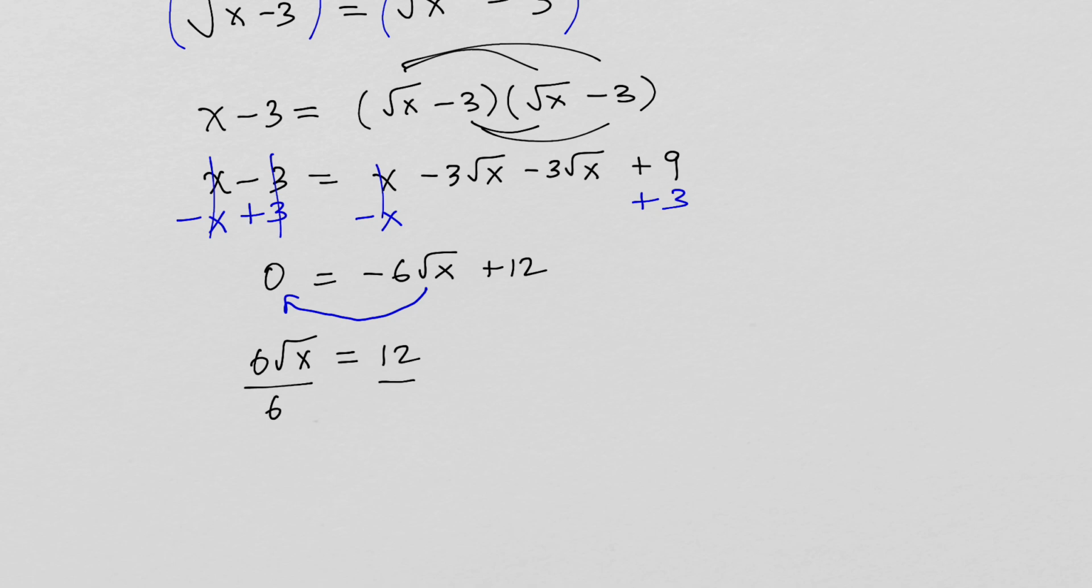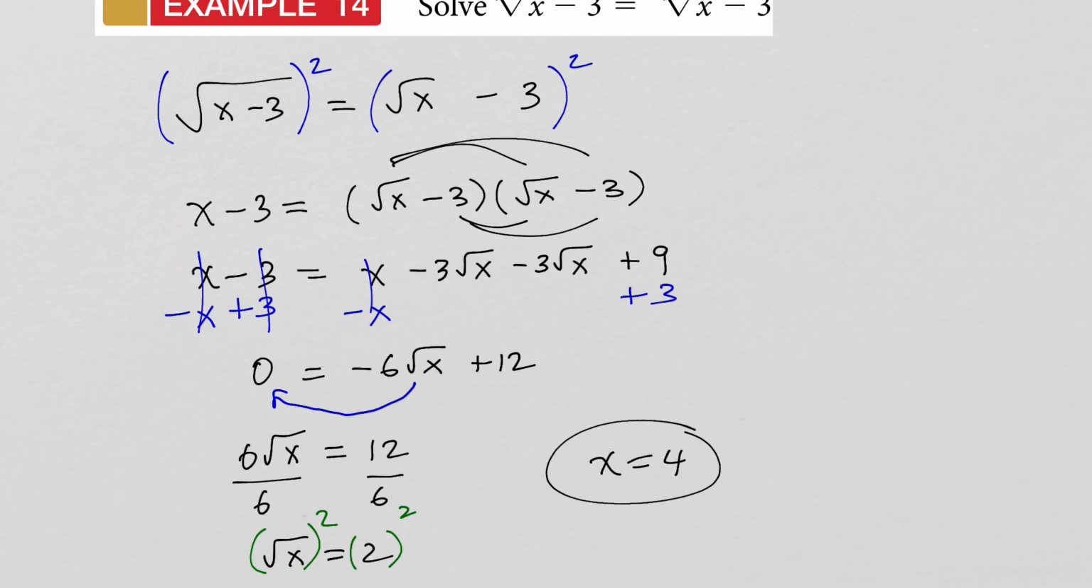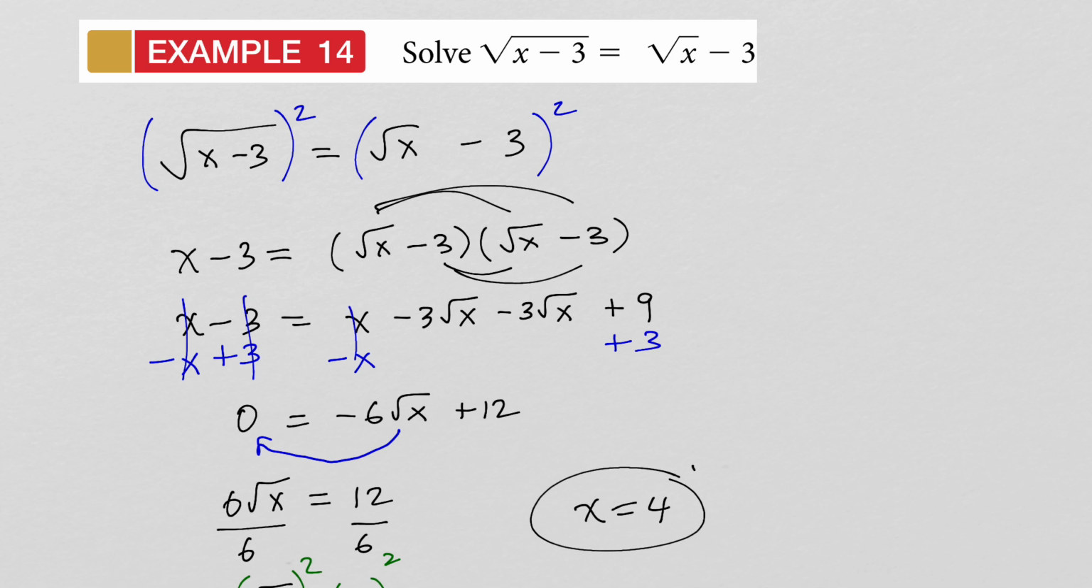Then I could divide by 6, and that gives us radical x equals 2. And then I need to square both sides again. And this is going to give us x is equal to 4. And then you have to check that answer, and I will tell you that this answer checks out. And that concludes this video lesson.